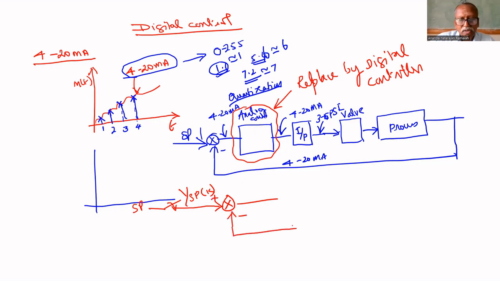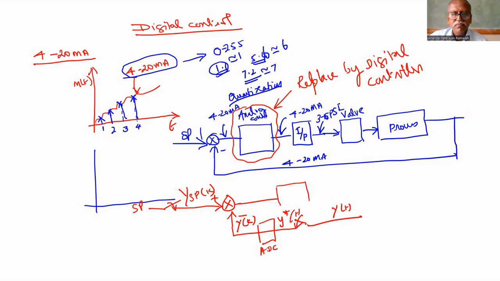That's why here one ADC is placed. That's why here you will get y of k, not y of t. Here it is y of t. Here it is y of t. Here it is called y star of t. It means sampled value. After that, one ADC will be there that converts into y of k. So now you are getting a digital signal, so now you can put a digital controller.